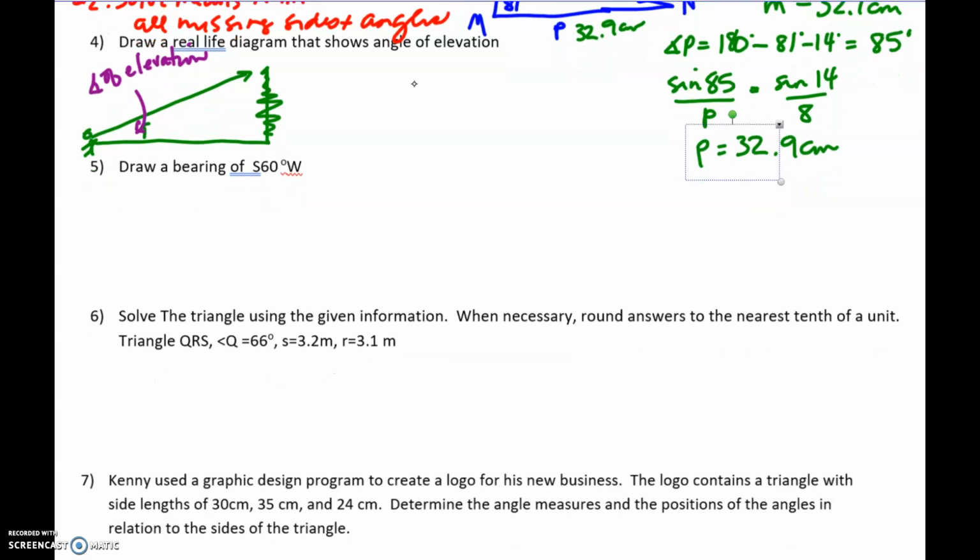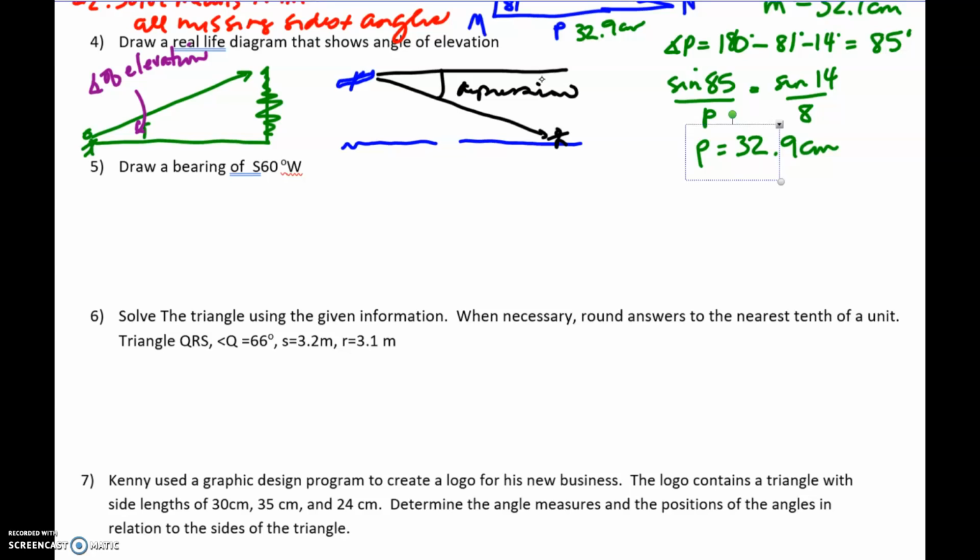An angle of depression would be, say, a plane in the air flying, and asking, here's the ground. And depression means from a horizontal line looking straight down. Maybe it's looking at that person. This is angle of depression, going down. If you're depressed, you're down.